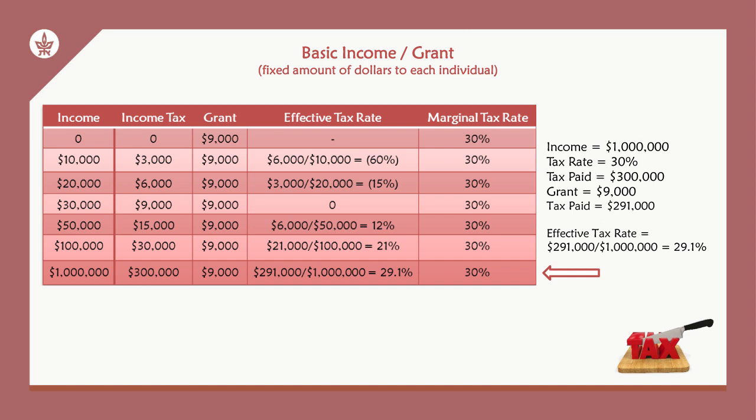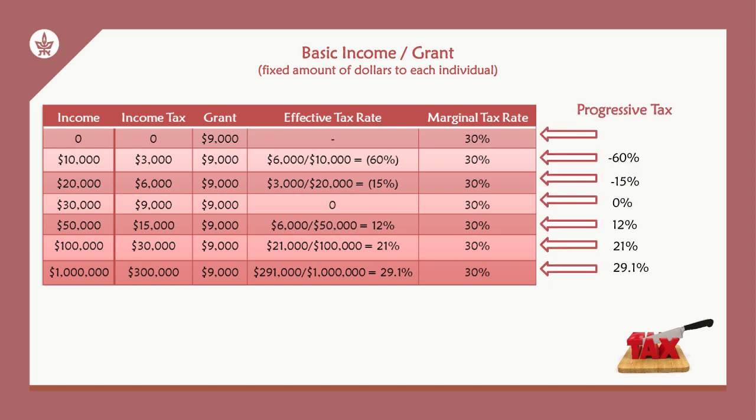And in the last row, the resident has an income of $1 million. He pays 30% income tax, that is $300,000, receives a grant of $9,000. His effective tax rate is $291,000 out of $1 million of income, that is 29.1%. The marginal tax rate is 30%. We see that this is a progressive tax and transfer schedule because the effective tax rate goes up with income.